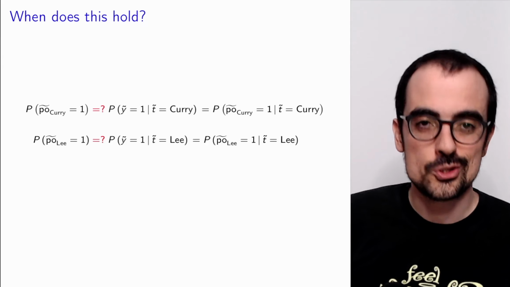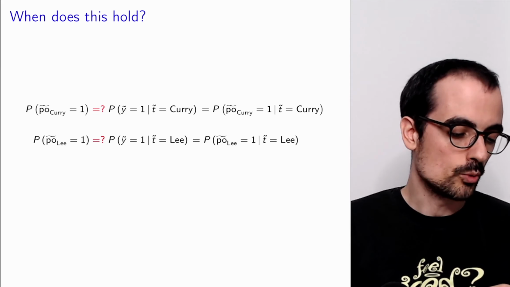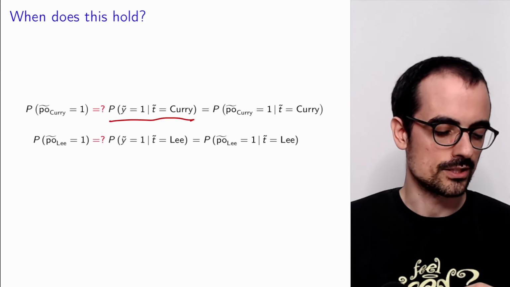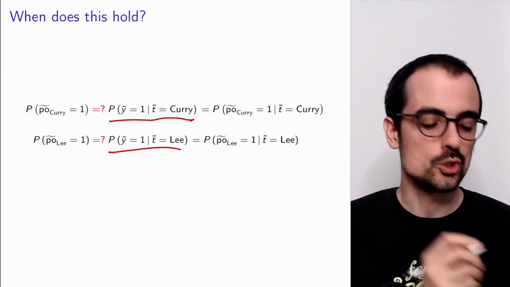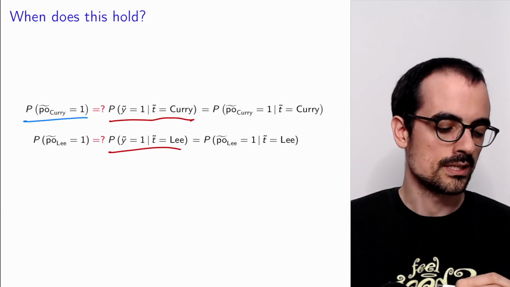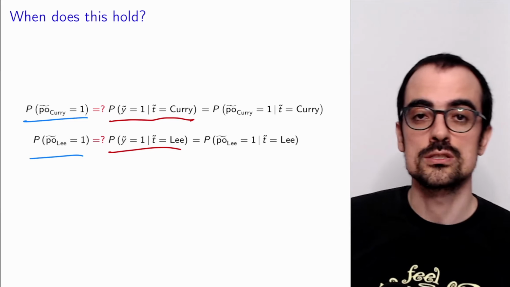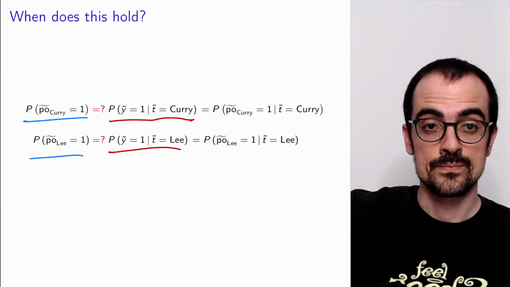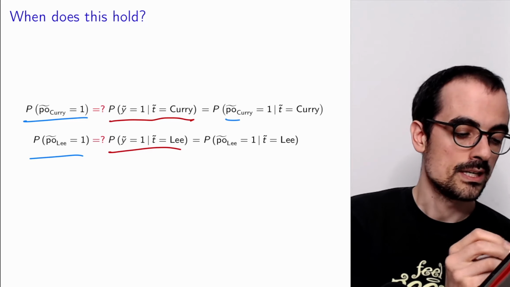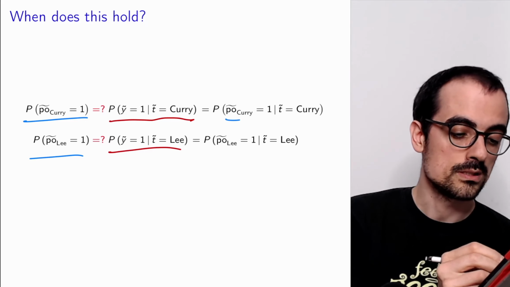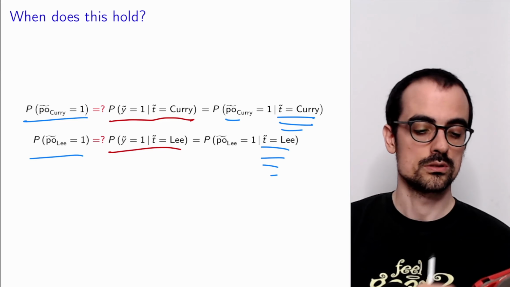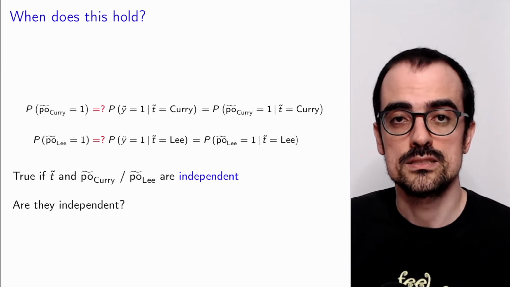So when is it true that what we observe, this is the percentage of shots made by Curry, percentage of shots made by Lee, is going to be equal to the actual probability that Curry would make shots or Lee would make shots if they shot all of the shots? Well, this only is true if the potential outcome is independent from the treatment, from the choice of who shoots. In that case, this would be true.